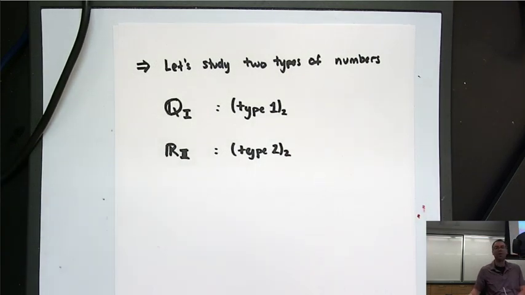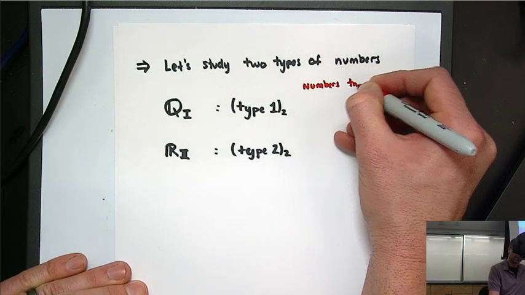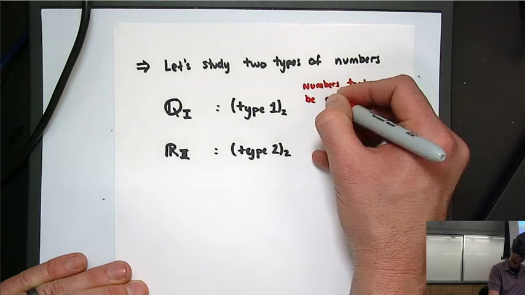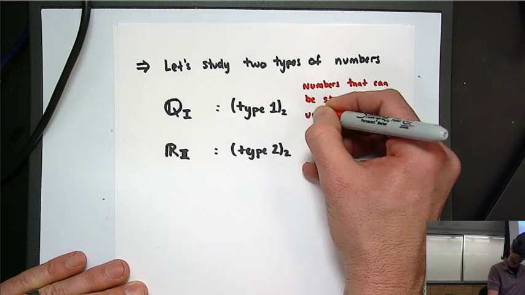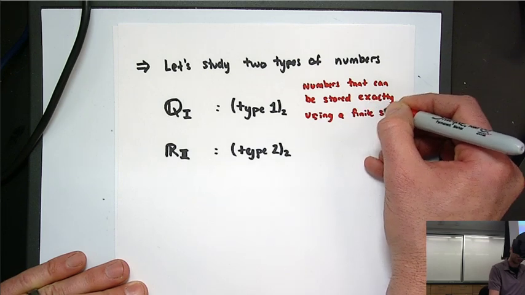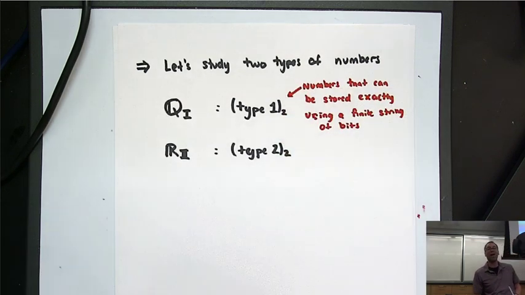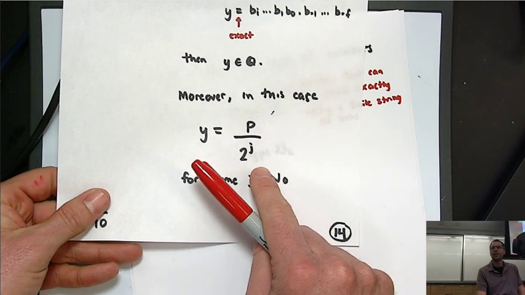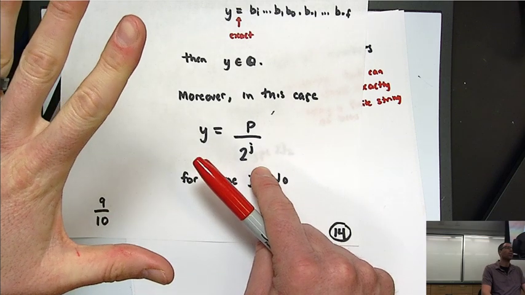Could you guess what type 1 numbers are? Numbers that can be stored exactly using a finite string of bits. What do I know about every single number that can be stored exactly using a finite string of bits? What must be true about it? It has to have a representation of an integer on top and a power of 2 on the bottom.